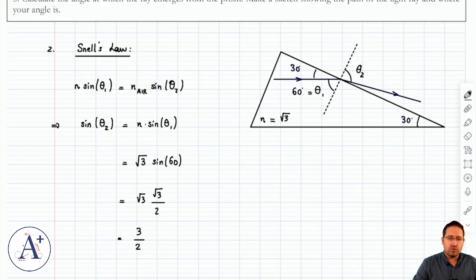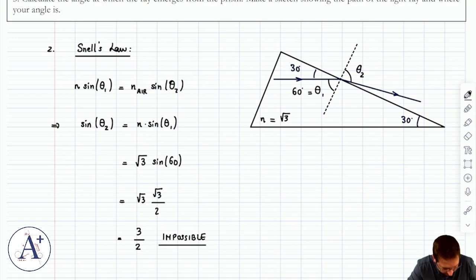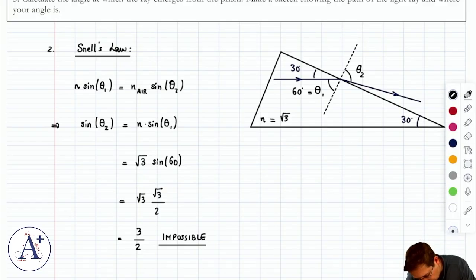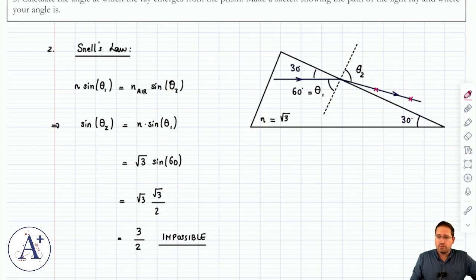Okay. If you try to arc sine that with your calculator, you'll find that there's an error. This is impossible. Sine can never be greater than 1. So this doesn't work. If it doesn't work with Snell's law, what it's telling you is that actually theta 2 doesn't exist. If theta 2 doesn't exist, the refracted ray does not exist.